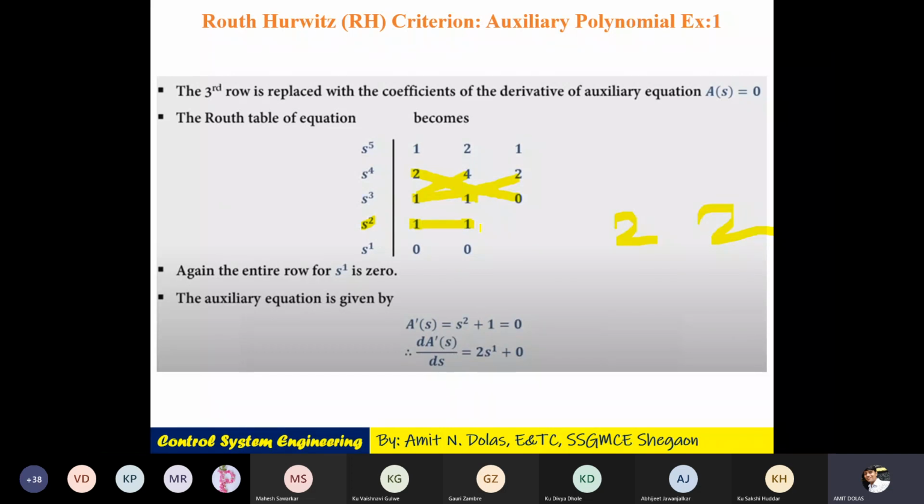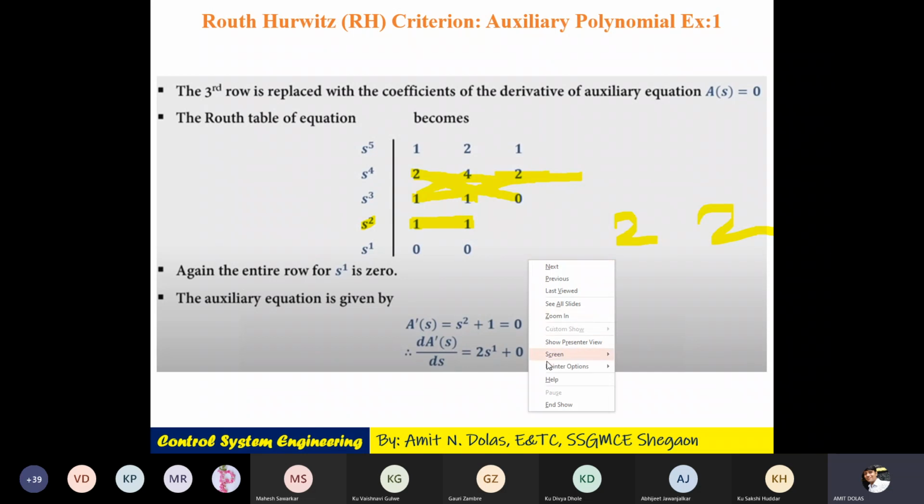Again, I said if there is a common factor, then you may divide a complete row. So dividing by 2, it will be 1 1. Similarly, you can do it here. 2 4 2, you may write 1 2 1, you will get a similar result. So this is 1 1.